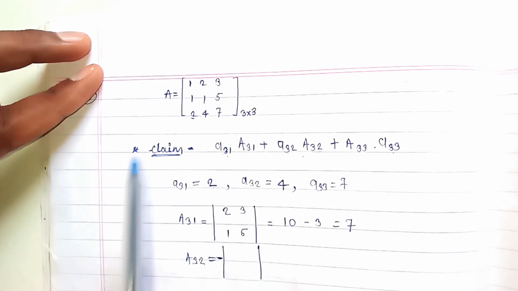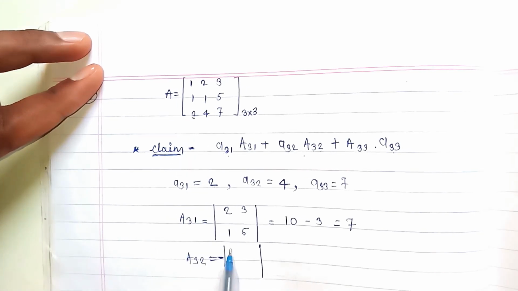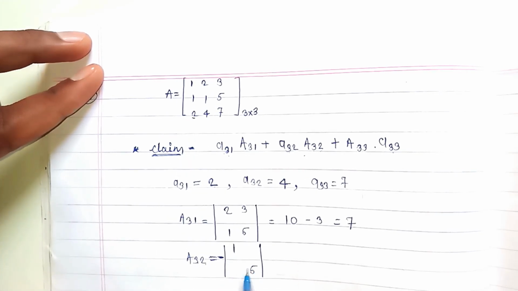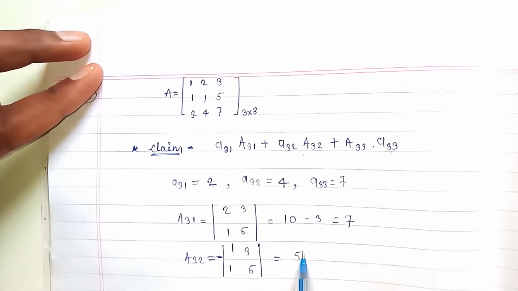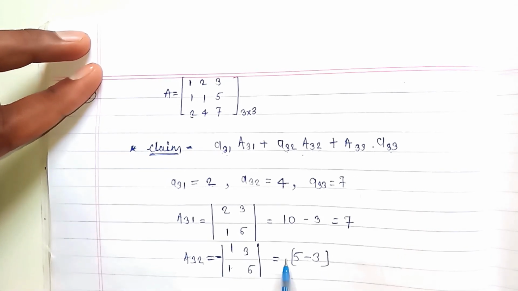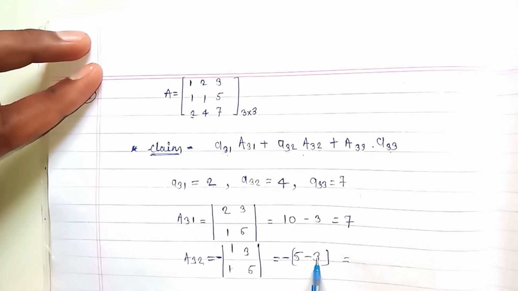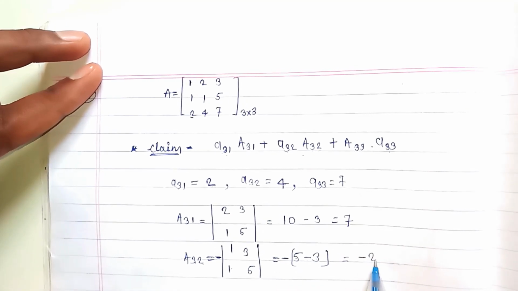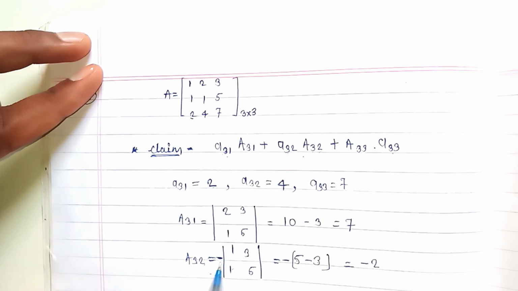Okay, so with respect to A32, what remaining elements are here? 1 5 1 3. So 1 5 1 3. Find out: 5 ones are 5, minus 3 ones are 3, but don't forget that negative sign. Solve the bracket, give the negative sign. 5 minus 3 is 2, so negative of 2. It is quite easy to get the answer, because we just need to remember that negative sign.